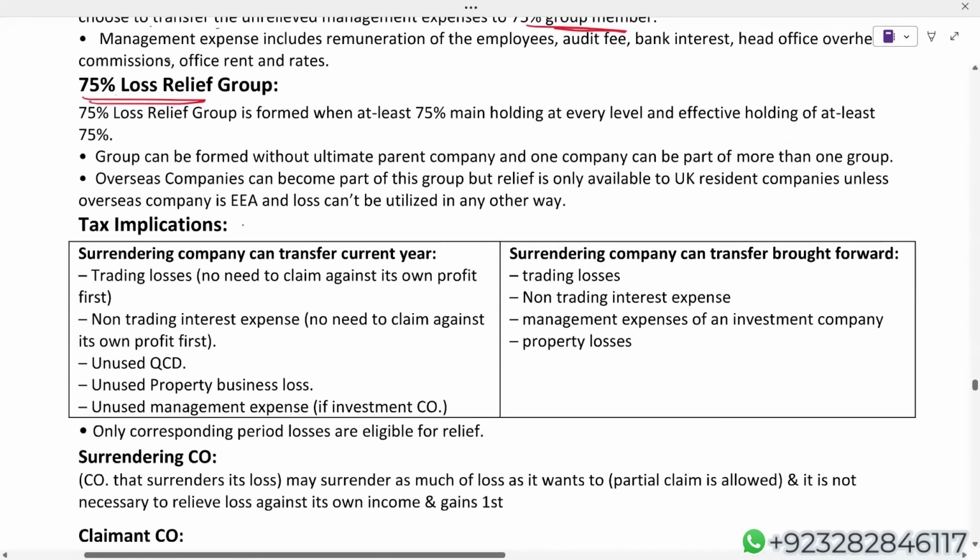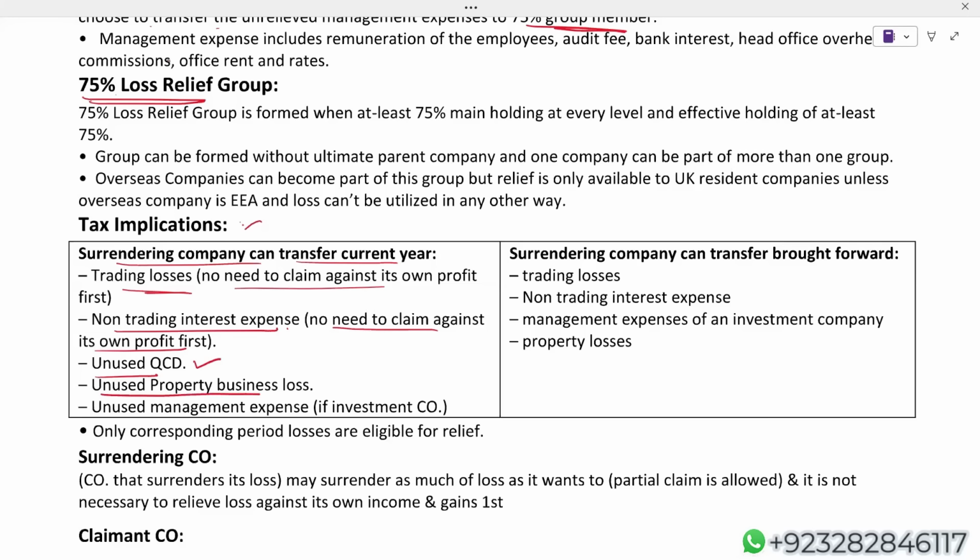Tax implications. The surrendering company can transfer current year trading loss, with no need to claim against its own profit first. Non-trading interest expense, also no need to claim against its own profit. But when it comes to qualifying charitable donations, unused ones can be transferred. The surrendering company is the company which transfers its losses to the 75% loss relief group. You can transfer your unutilized qualifying charitable donation. You can transfer unutilized property business loss. You can transfer unused management expenses if you are an investment company.